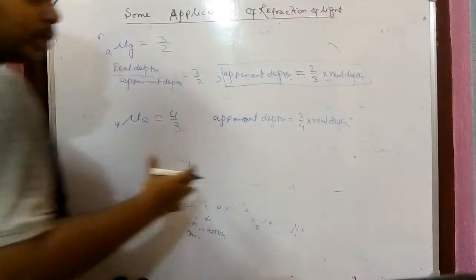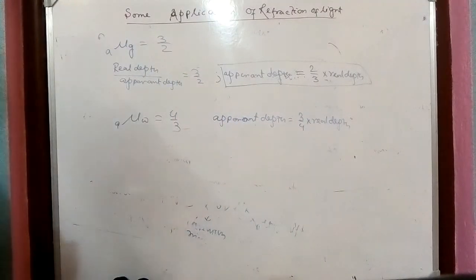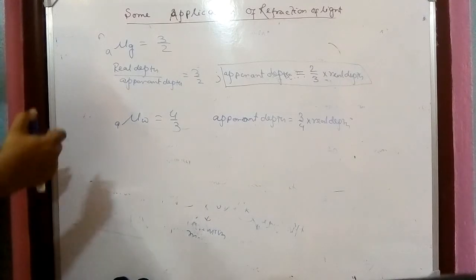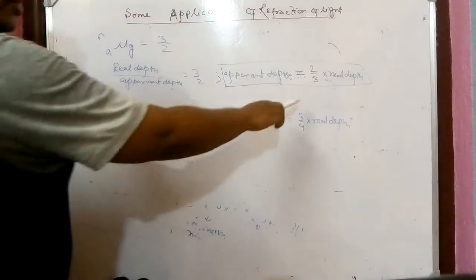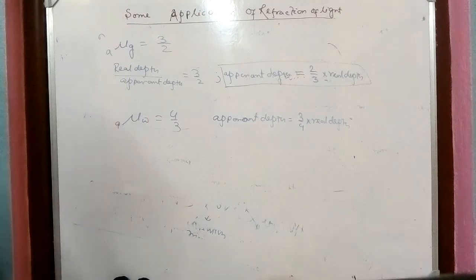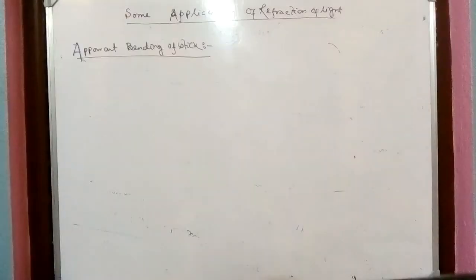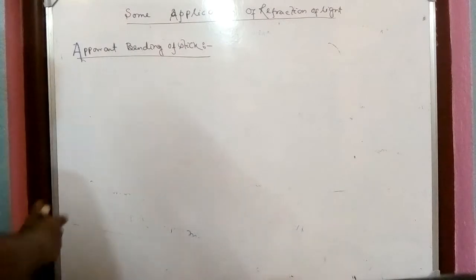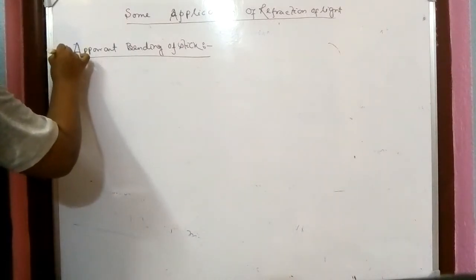That means whenever we see it through the water by making an angle, the depth will be decreased to 3 by 4 of its original depth. So that is an application of refraction of light. Okay? That is another application of refraction of light.